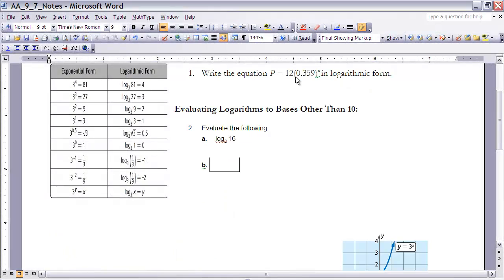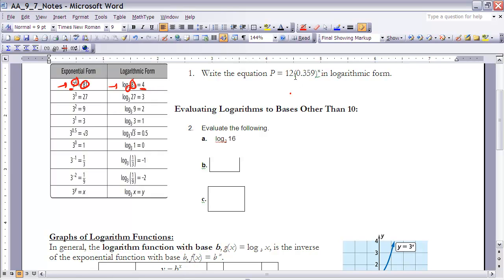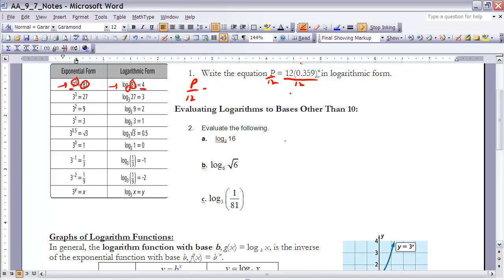So let's take a look at example 1. It says write the equation p equals 12 times 0.359 to the x in logarithmic form. To do that, the first thing I want to do is get just some number raised to a power on the right side. So I'm going to divide both sides of this equation by 12. If I do that, I get p over 12 is equal to 0.359 raised to the x power.